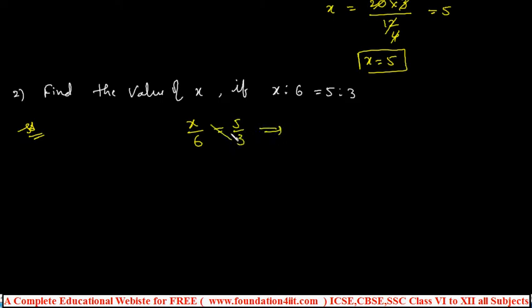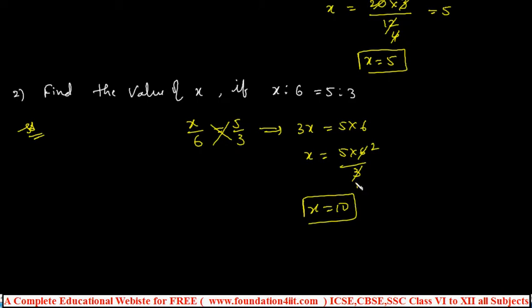By observing, we can do cross multiplication: 3x is equal to 5 into 6. x is equal to 5 into 6 by 3. Cancel this: 3 ones are 3, 3 twos are 6. So x is equal to 10. This is based only on the proportion.